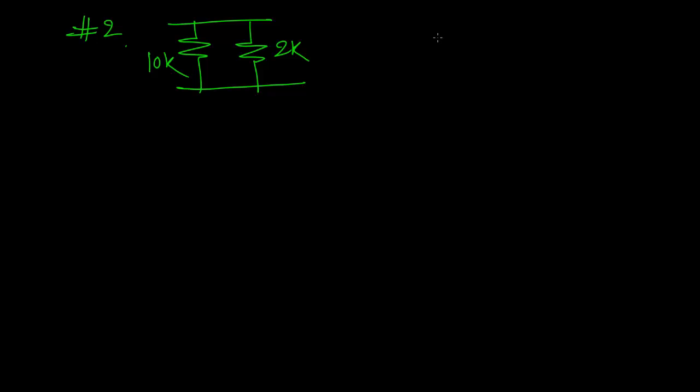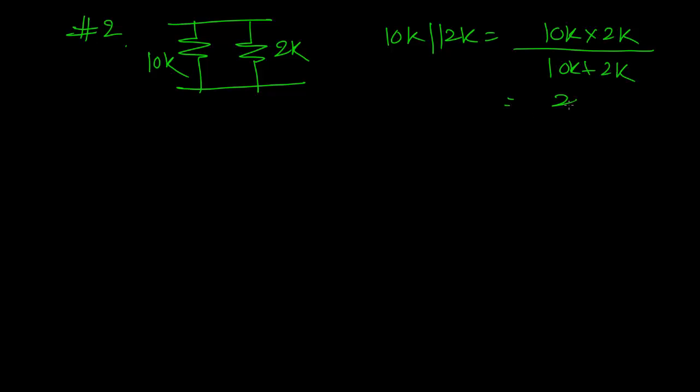Tip number 2: what will you do if there are two resistances of unequal values, 10k parallel 2k? You do 10k into 2k divided by 10k plus 2k, and you do all this stuff, 12k and whatever this value is. But every time you are not going to do this. This is a lot of calculations.